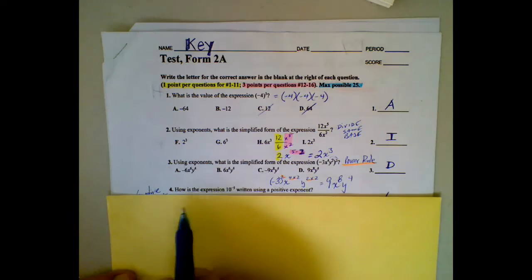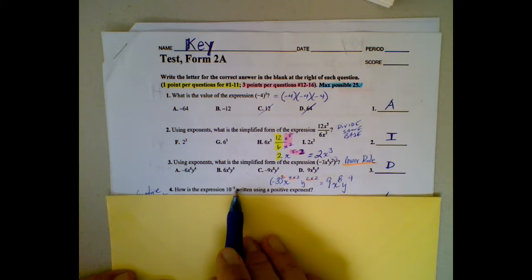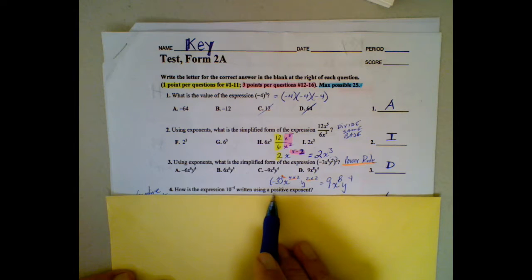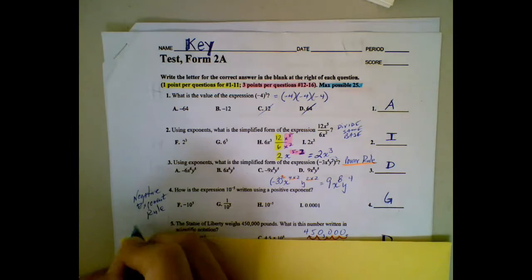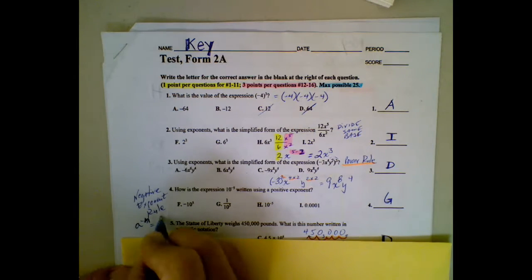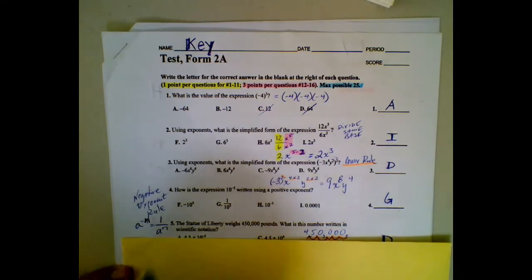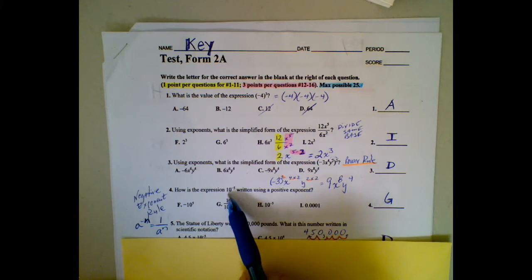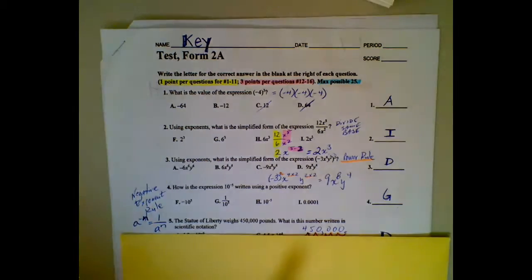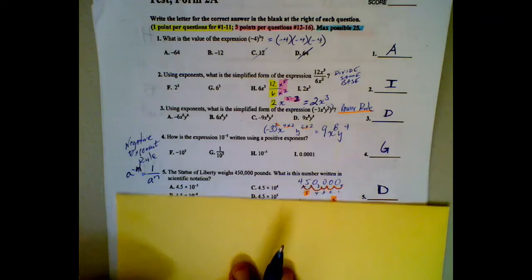Number 4, how is the expression 10 to the -5 written using a positive exponent? Oh, here's our negative exponent rule, which remember the way that worked is anything to a negative power, so a to the -n, is going to be equal to 1 over a to the positive n. And so in this case, this will become 1 over 10, that's my base, to the positive 5th. Correct answer is G.